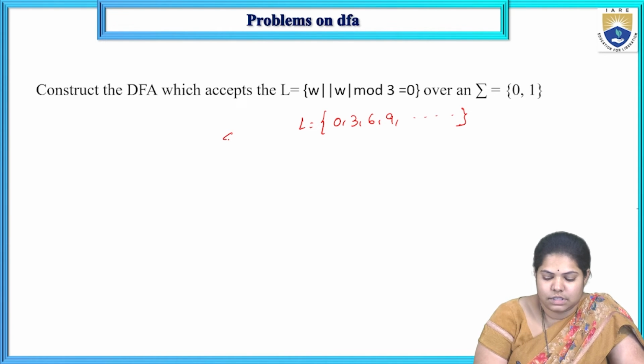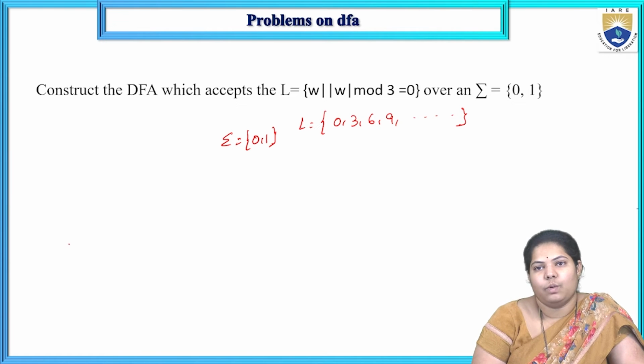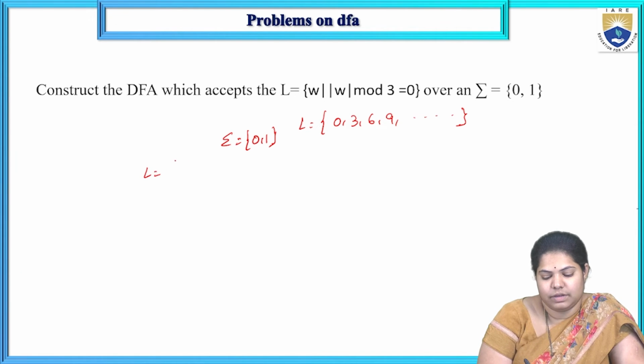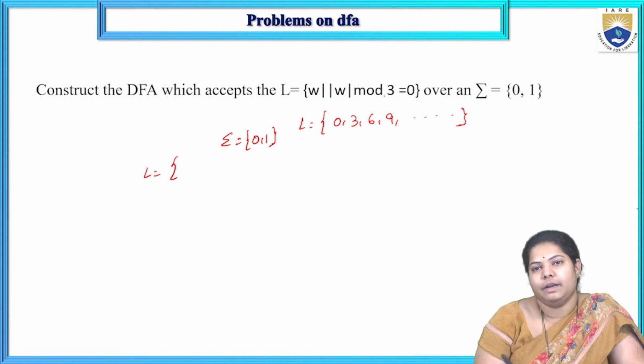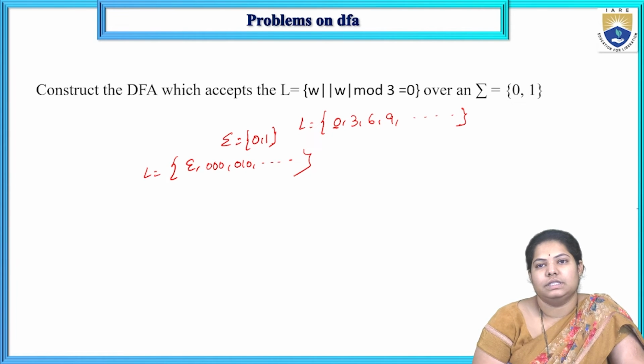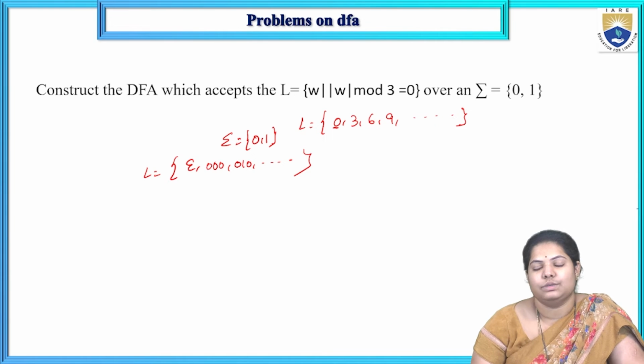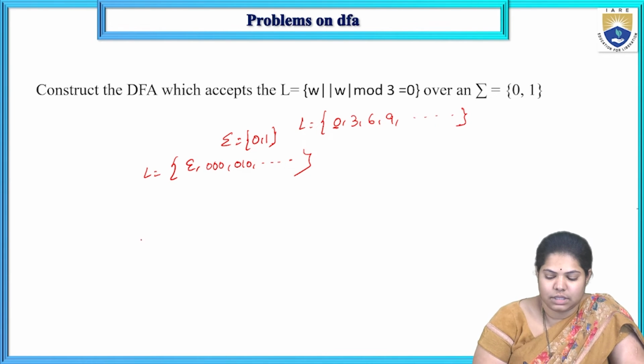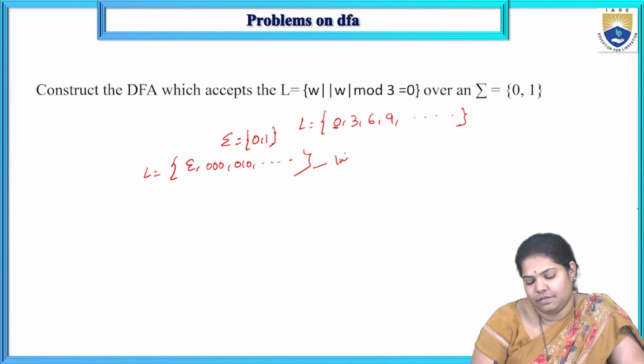Right? So, first of all, the input symbols are 0 and 1. And what will be the language here? The language is the strings whose length is divisible by 3. Right? It accepts the 0 length string, that means epsilon, and the 3 length strings 0, 0, 0, 0, 1, 0 and so on, 6 length strings, 9 length strings, and so on. Based on these, this language is an infinite language.